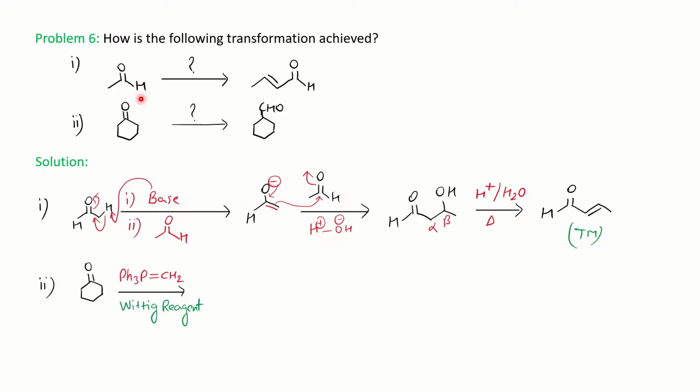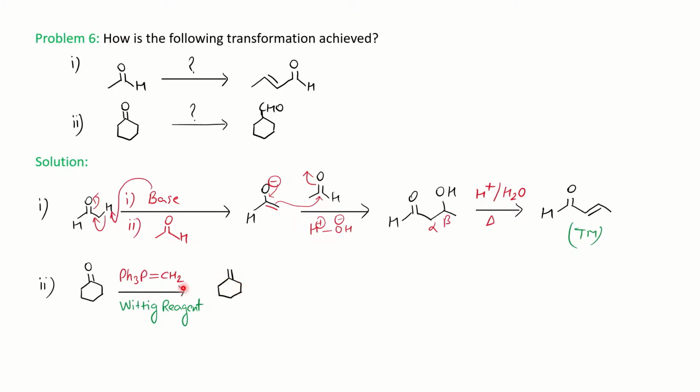The next molecule given to you is cyclohexanone, and we have to design a molecule having an exo CHO group. First of all, when you have to generate a carbon which is exo to this, we use the Wittig reagent to convert it. So basically, first we'll be converting this carbonyl group to the exo double bond.